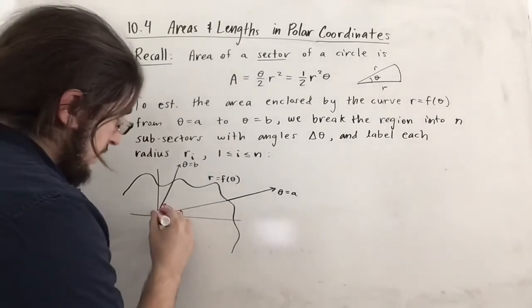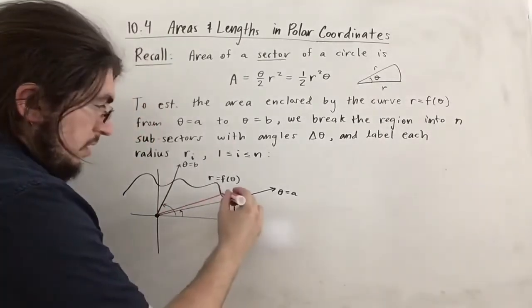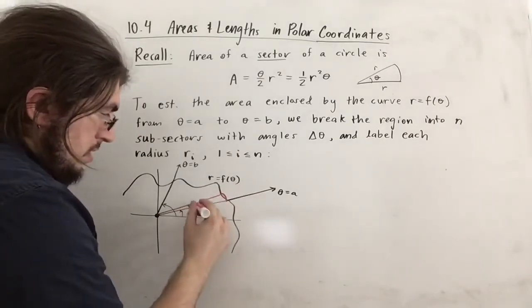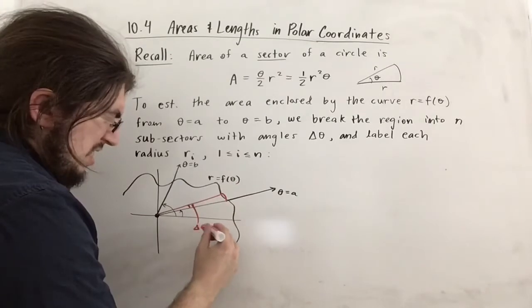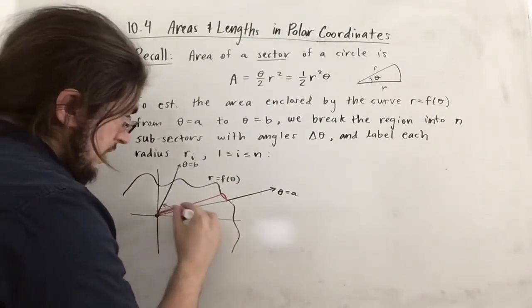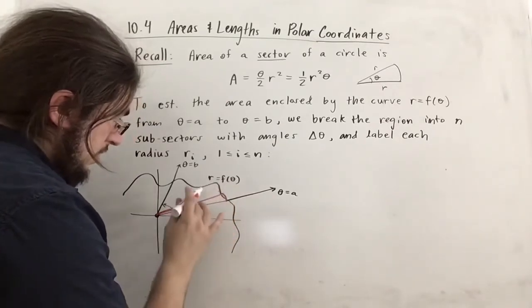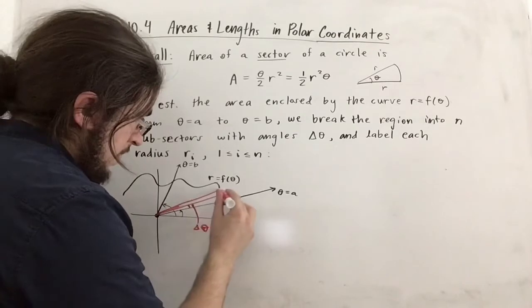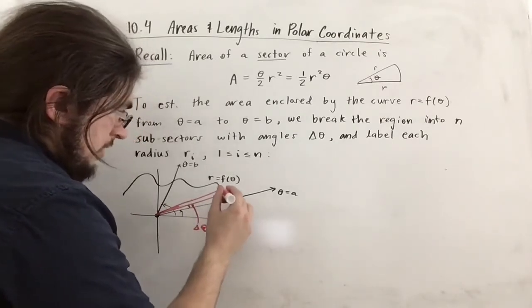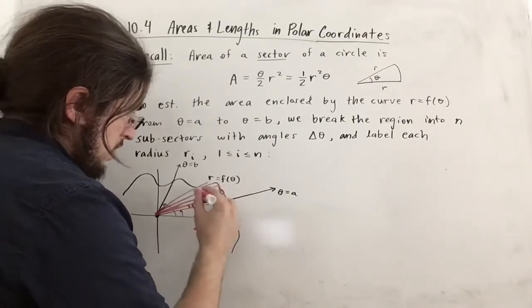So basically, this will have an angle of delta theta. So let me just arrow to it, delta theta. And then this sector here, let's imagine they're all uniform, right? We want the angles to all be the same. Looks a little better, I guess. And then the next one will be over here, and so on. So you see the idea.